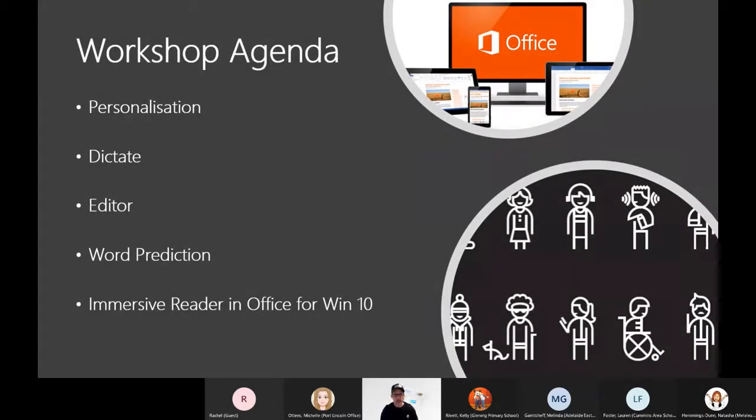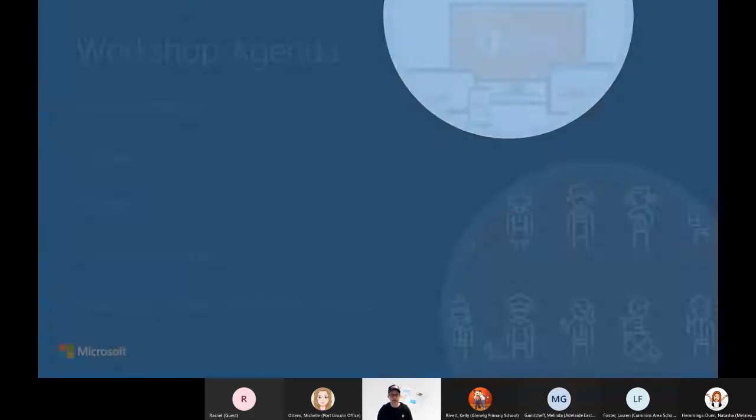So what we're going to do today is we're going to start with just a little revisit on personalisation. Now, we really went to town on that in episode 1. But then what we're going to do is we're going to look at Dictate as a writing tool. We're going to look at Editor as well. We're going to look at word prediction. And then lastly, we're going to revisit Immersive Reader, but we're going to look at Immersive Reader in Windows 10, in Office in Windows 10, whereas before we looked at it online, because there's some features that really support writing in that space. So yeah, we will revisit that a little bit today, or visit it for the first time, but revisiting Immersive Reader.